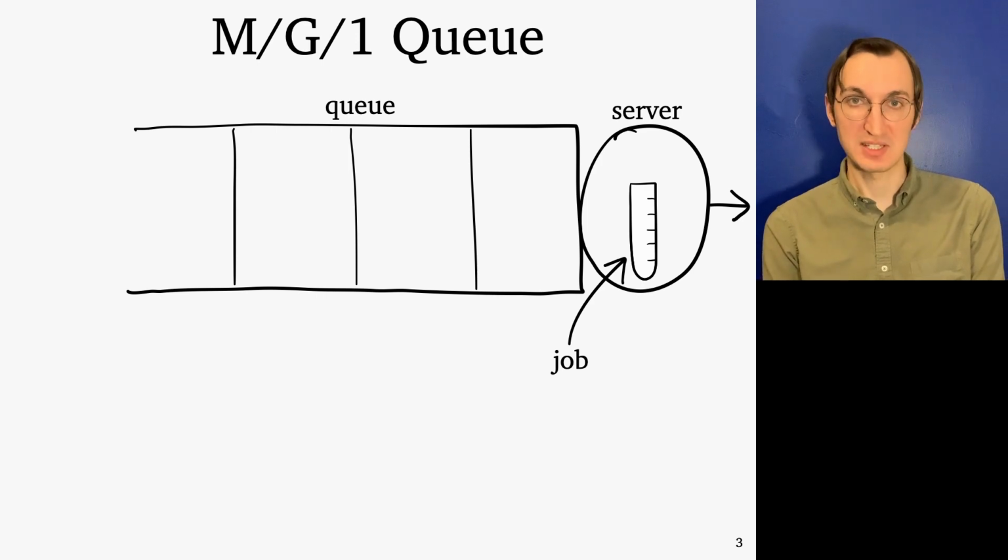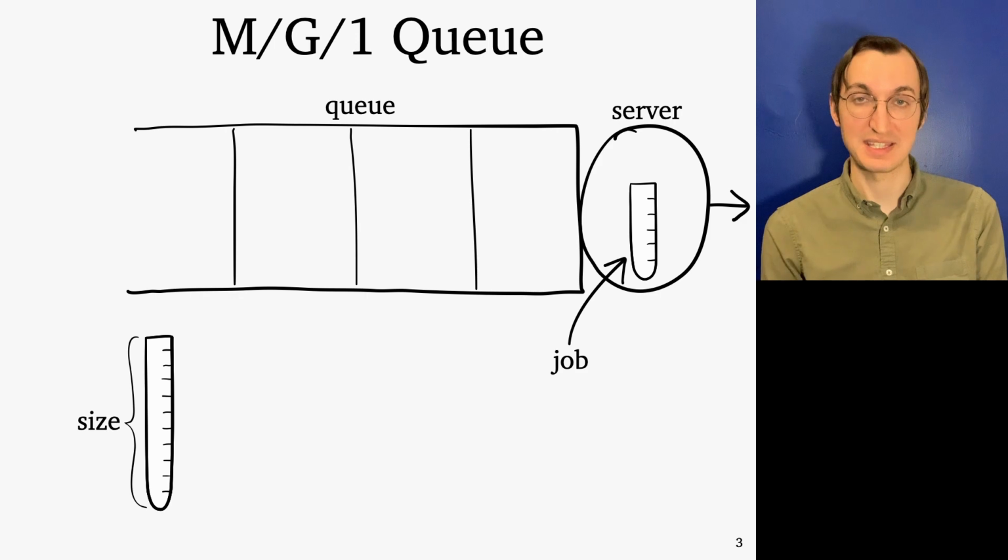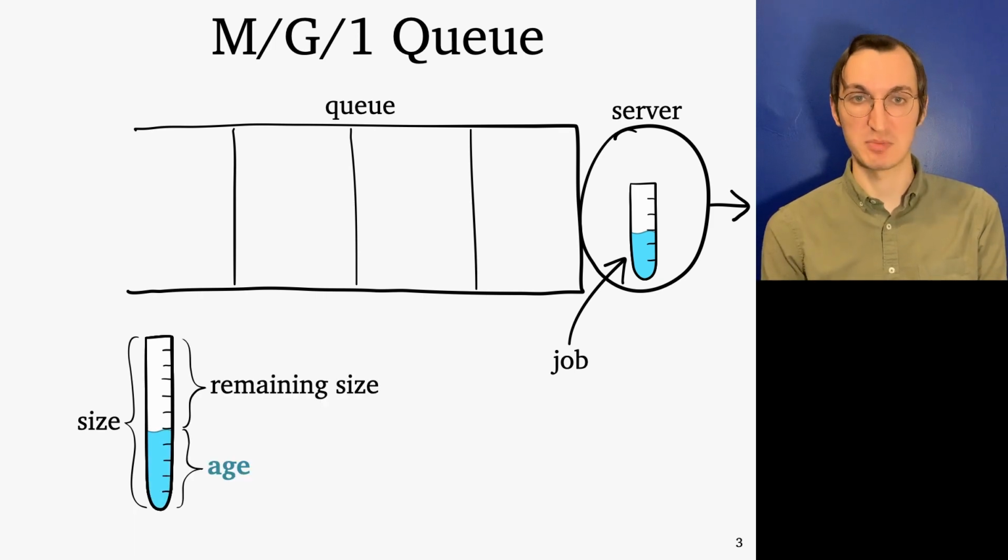So this is what a job looks like in this talk. It's going to be a test tube, whose height is its size. That's the amount of time we need to serve the job for it to finish. We're going to represent service as filling the job with water. And so the amount of water so far, that's the amount of time the job has been served so far. We're going to call that the job's age, and then the rest of the job is its remaining size.